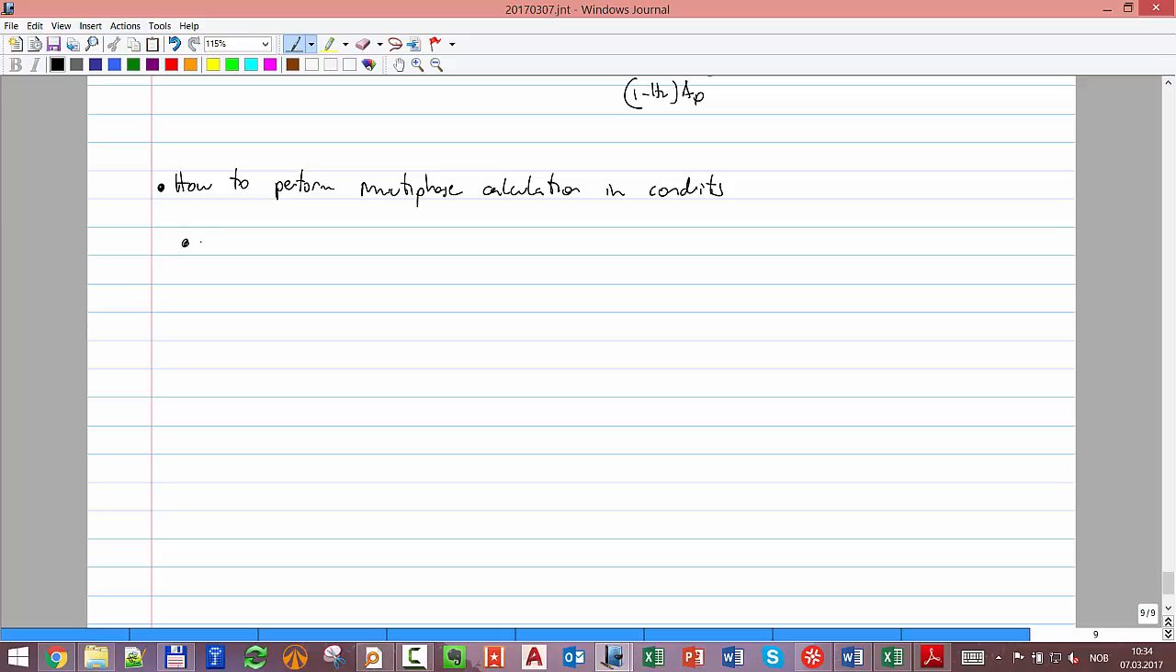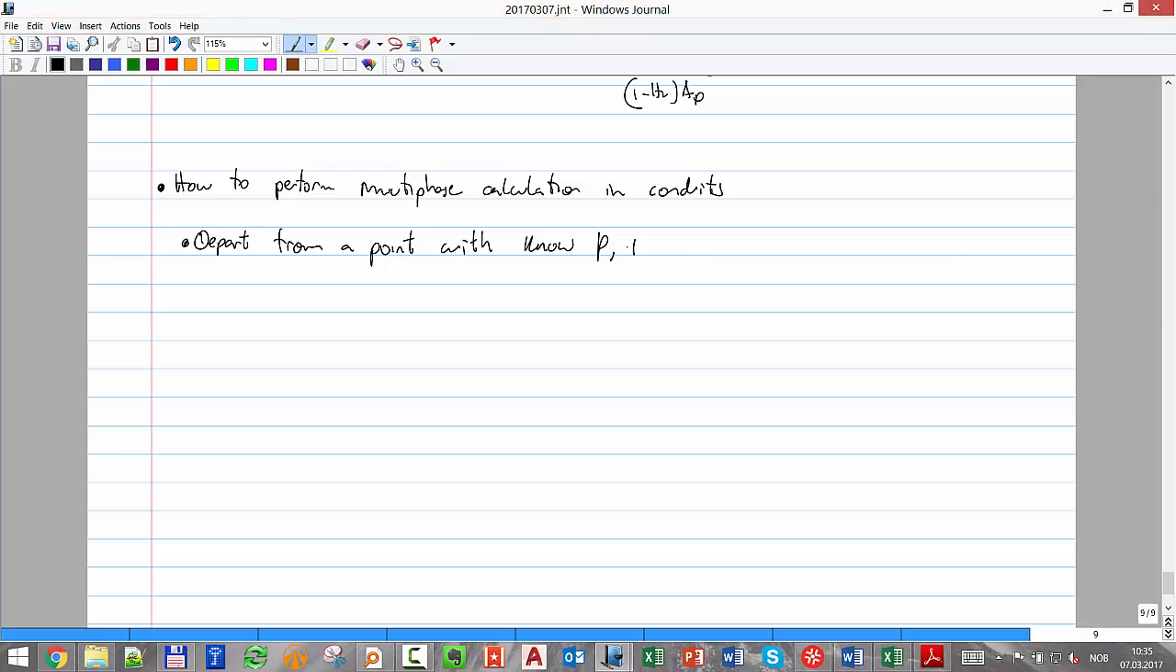So we depart from a point with known pressure and temperature. And what I usually do is assume the rate. I have the rate, assume the rate.